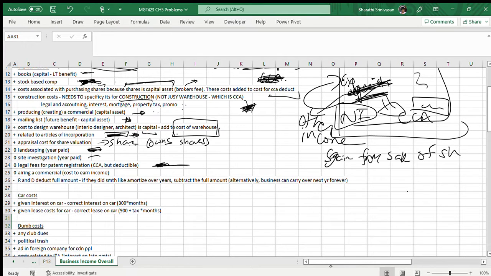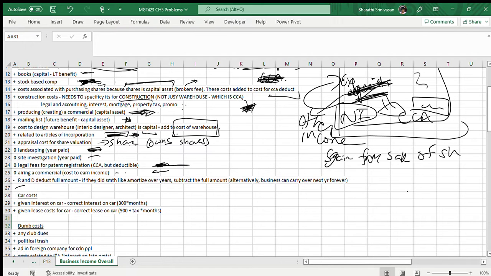Another thing is airing a commercial. Whereas producing a commercial was creating an actual thing, a capital asset, airing a commercial is just a promotion cost. It's a cost to earn income, so that one you don't have to add back. It's a normal expense part of the business.